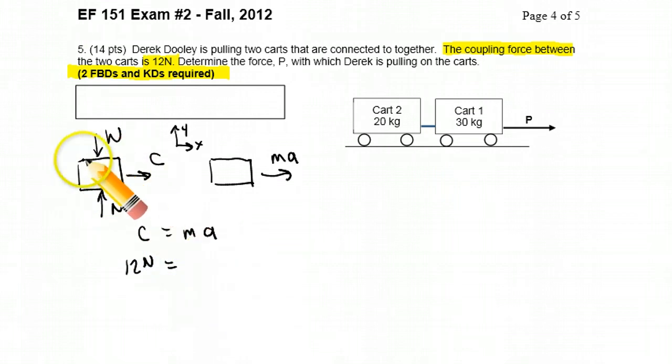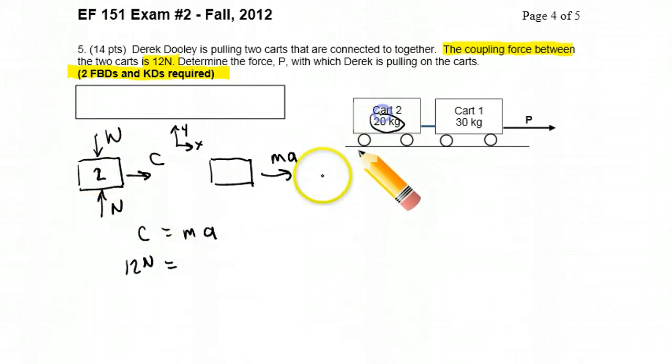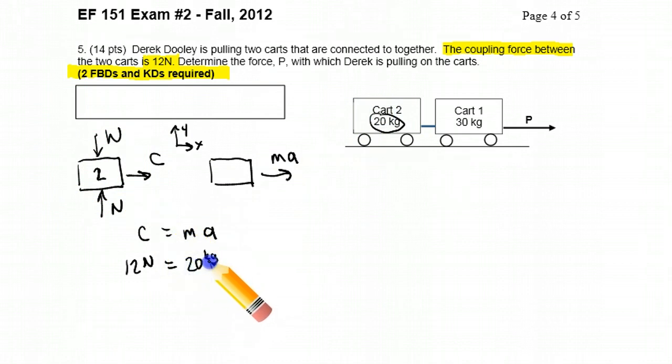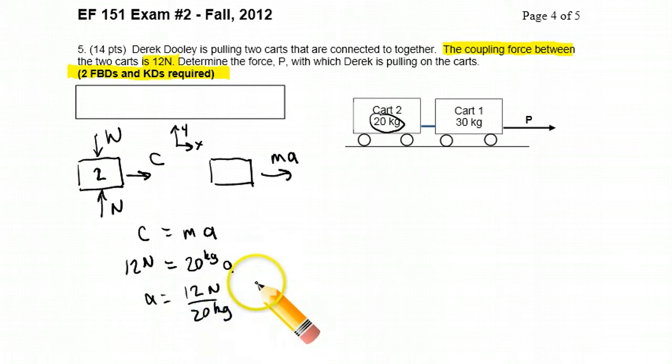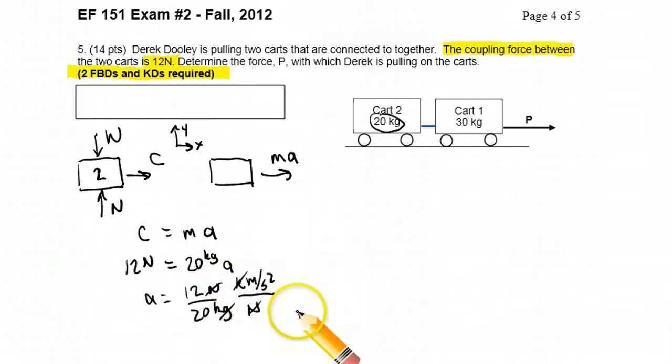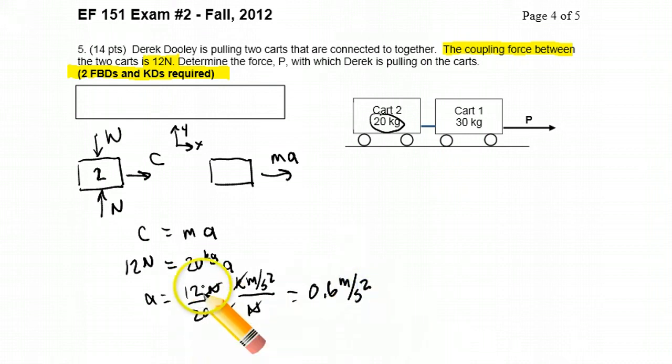Okay, we've drawn a free body diagram just of cart 2. So we use just its mass, 20 kilograms, times acceleration. Okay, so that's going to give us acceleration of 12 newtons over 20 kilograms. Remember that 1 newton is equivalent to kilogram meter per second squared. So that will give us units of meters per second squared. And that looks like about 0.6 meters per second squared. 12 over 20, 6 over 10.